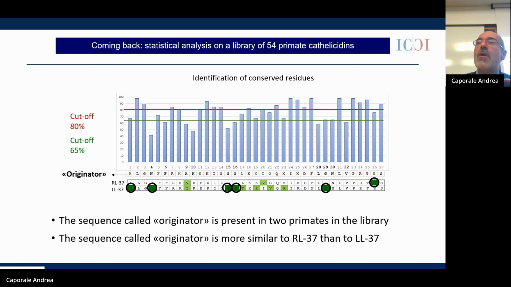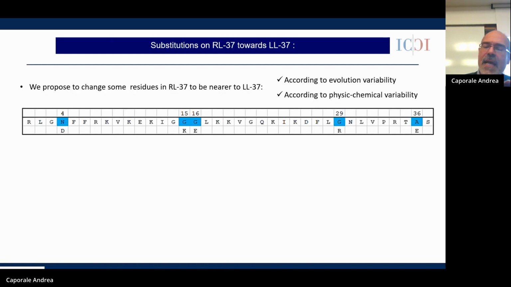The second point is to compare this one with the 2 sequences, RL-37 and LL-37. In this way, we are able to compare the single residues, and we observe that only 6 residues are very important from this point of view. First of all, you can see that there is an R and an L in the first residue, position 1: R for RL-37 and L for LL-37. We decided to maintain that because it's the label of the peptide. The other interesting residues are at positions 4, 15, 16, 29, and 36.